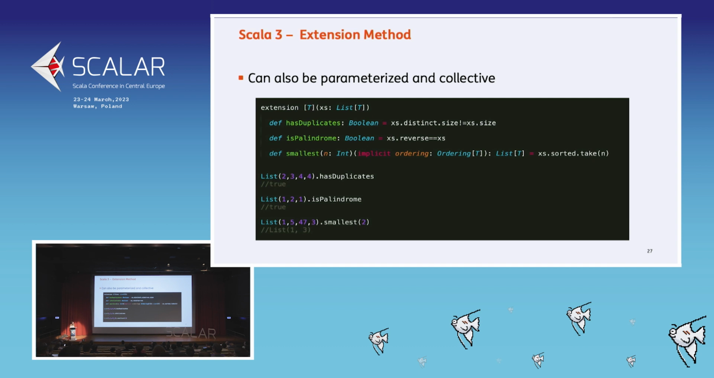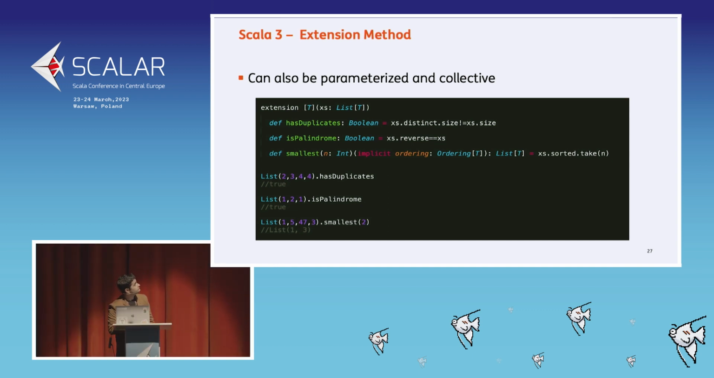The good thing about extension methods is also that they can be parameterized and they can be grouped. You can parameterize them, as is done in the example with the type parameter T. And you can group them, so you can have multiple extension methods written. In this example, I have 3 methods which do some utilities: check for duplicates, check for palindrome, and find the smallest value in the list. You can also see that even passing implicit values to the methods is allowed. That's also a good thing. So the extension keyword with its nice syntax is really a handy feature to have.